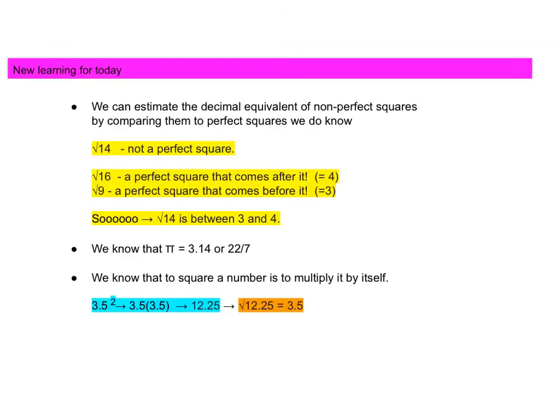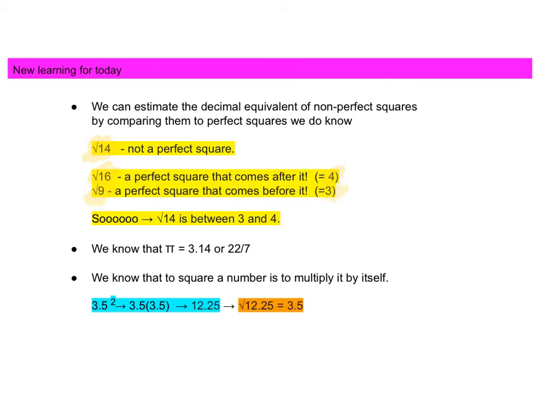All right, to go over our new learning for today, we can estimate the decimal equivalent of non-perfect squares by comparing them to perfect squares that we do know. So for example, we have the square root of 14. We don't know what that is, but we know that there's one that comes before it and one that comes after it that are perfect squares that we do know. The one that comes after it is the square root of 16, which equals 4. And the one that comes before it is the square root of 9, which equals 3.